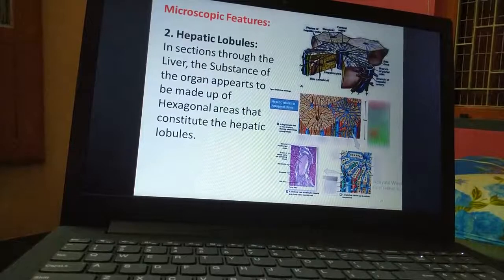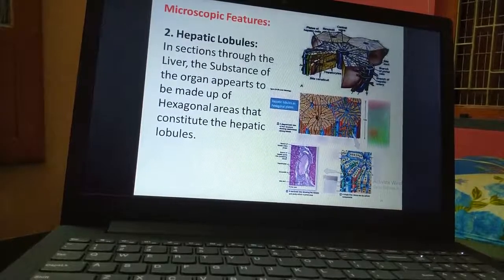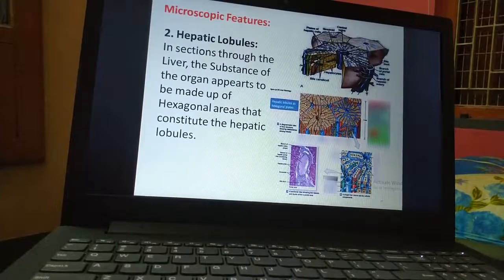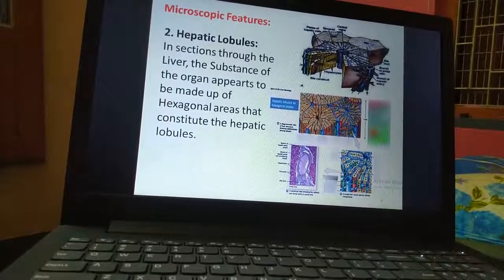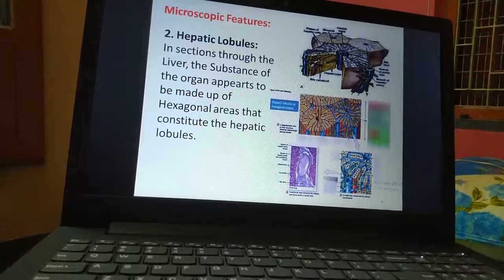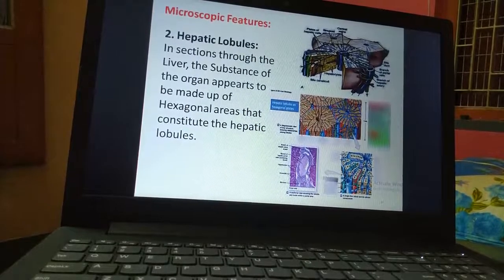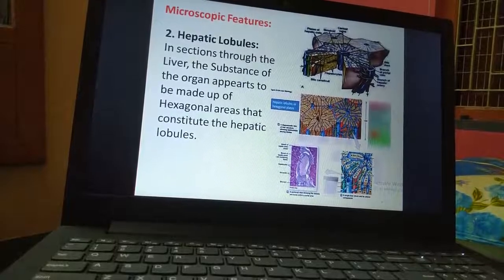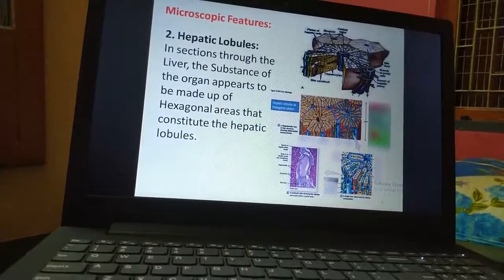The second feature of the liver is the hepatic lobule. In a section through the liver, the substance of the organ appears to be made up of hexagonal areas that constitute the hepatic lobule. Please remember, this hexagonal shape of the lobules is present only in some species, but in our human liver it is not exactly hexagonal.